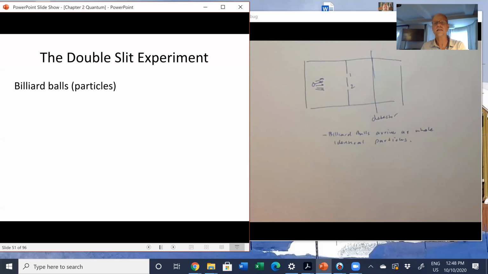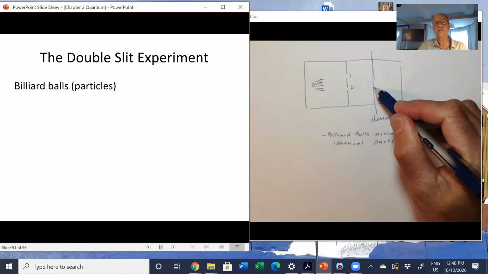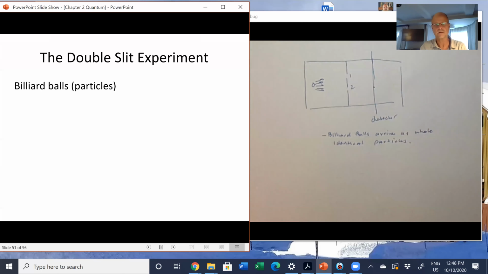Right? We never see any half particles or quarter particles. We don't see any billiard balls that are broken up. Either a billiard ball hits the detector and it registers, or it does not hit the detector and does not register. So in a sense, we say that billiard balls are quantized. They come in packets of 1. Their intensity is not continuously variable. It's 1, 2, 3, 4. You can't have 1.157 billiard balls. Okay, so that's the first thing we notice.